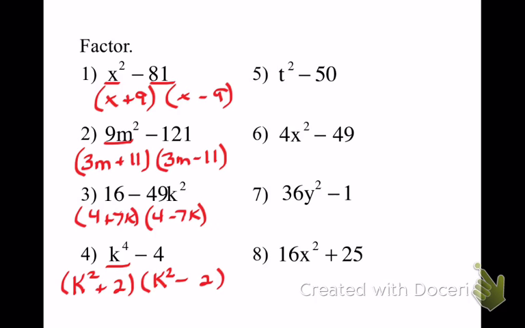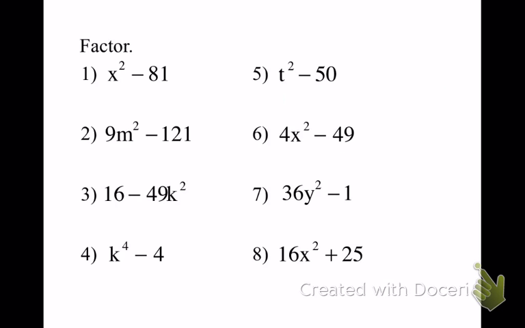Number 5. Square root of t squared is t and t. And what's the square root of 50? We're finding that 50 was not on that list of perfect squares. There's no whole number times itself that equals 50. So when you get to this situation, this is where we say that it's not factorable. Because there's no perfect square times itself that equals 50. All right, next one.